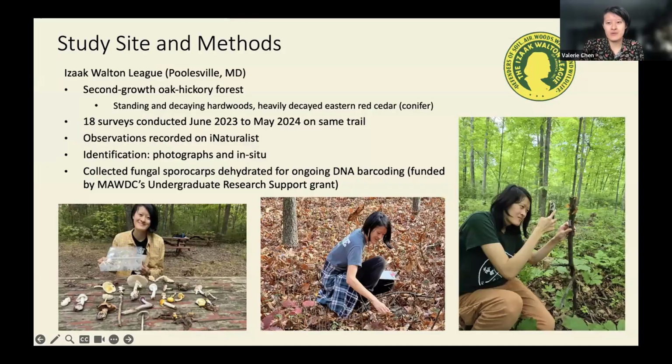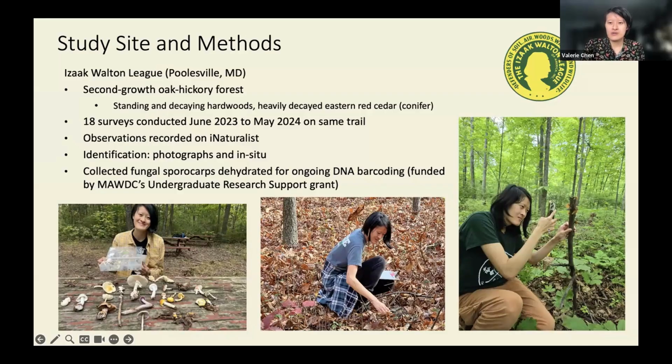So now that we're caught up on the study organisms, I would love to introduce my surveying project I conducted as an undergraduate researcher. My advisor had access to the Isaac Walton Lake in Poolesville, Maryland, where he helped me conduct 18 surveys about every 2 weeks for a year on the same trail. The short trail we followed, which was just a half-mile long, was in a second growth oak hickory forest that had both standing and decaying hardwoods, as well as some very rotted eastern red cedars from earlier forest succession.